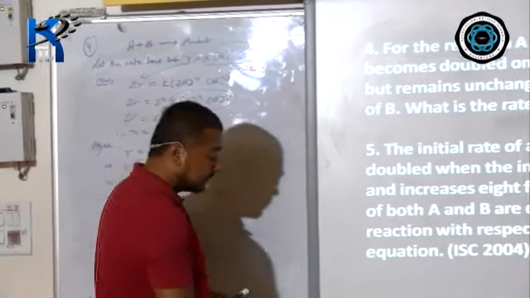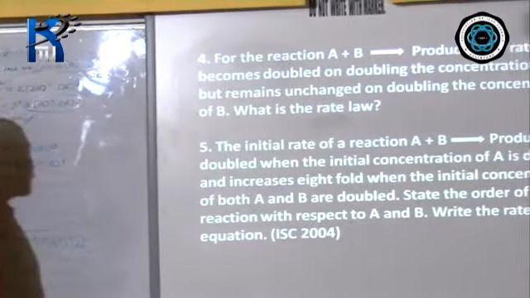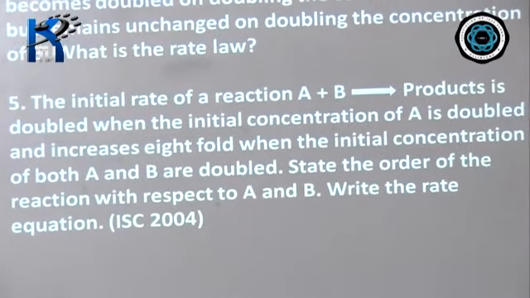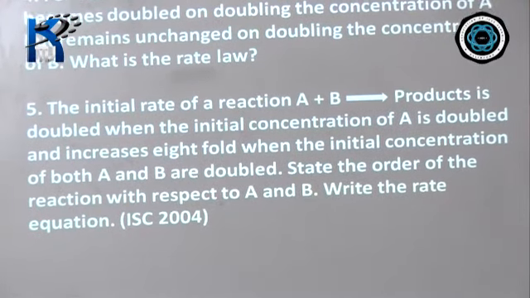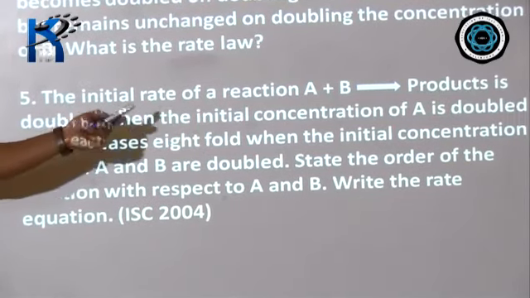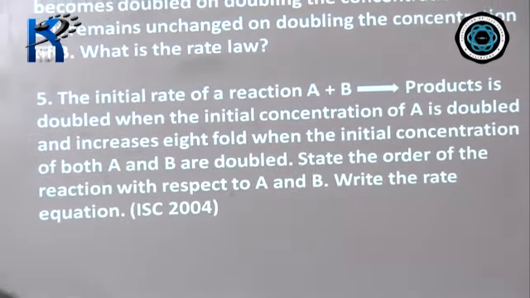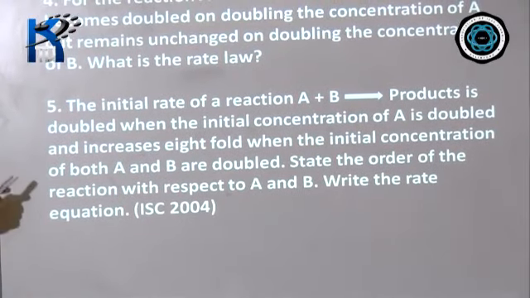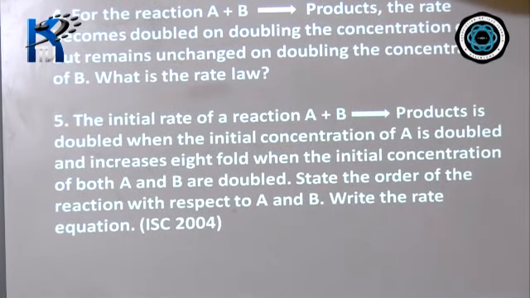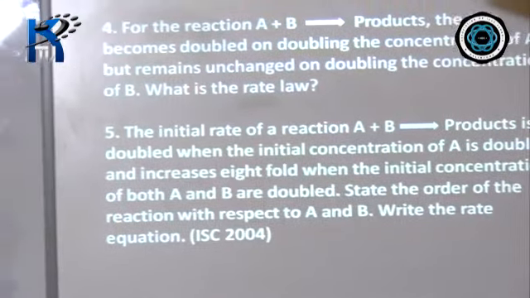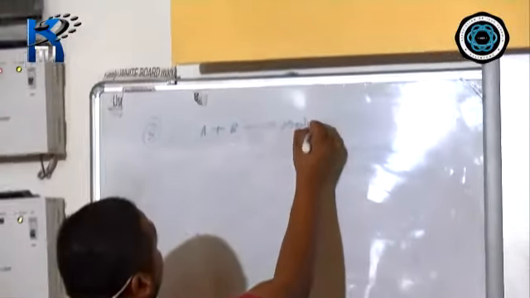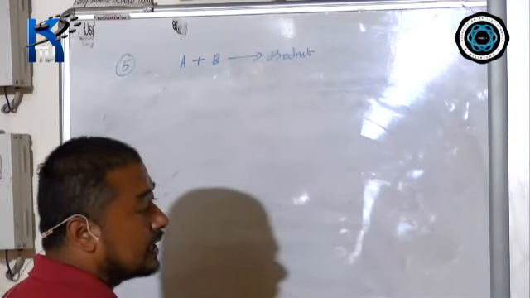Now we go to question number 5. Okay, in this question number 5, students, again the rate equation is given to you, the reaction is given to you, that A plus B gives you product. The question looks huge, but you have to read it stepwise to get the answer, and this question came in ISC 2004. Now for this question also, students, what I'll do first is suppose the rate law. A plus B gives you product. The question is saying, in this question you have to find the order as well as the rate equation.